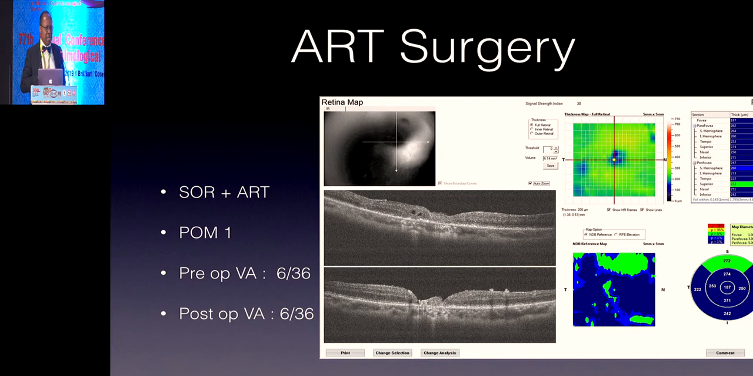You can see that because of that, I didn't get quite enough tissue as I wanted. So one of the challenges that has to be discussed is how to make sure you get the exact piece of tissue so that the alignment is the way you would want it to be. His vision remains 6/36. He's just had 1 month follow-up.